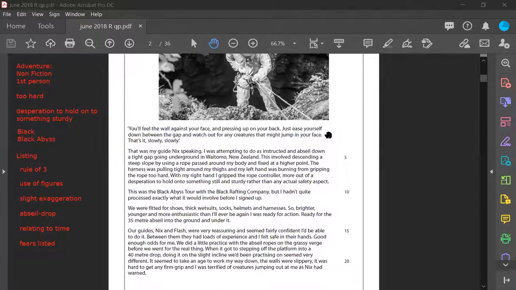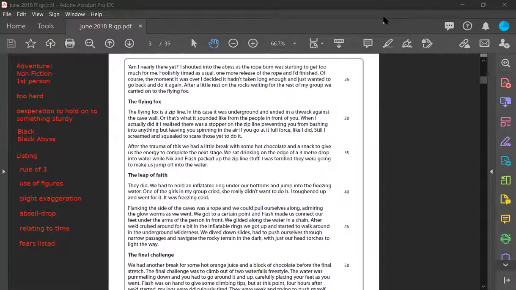So now we come to this page. Am I nearly there yet? I shouted into the abyss as the rope burn was starting to get too much for me. Foolishly timed as usual, one more release of the rope and I'd finished. Of course, the moment it was over, I decided it hadn't taken long enough and just wanted to go back and do it again. After a little rest on the rocks, waiting for the rest of my group, we carried on to the Flying Fox.